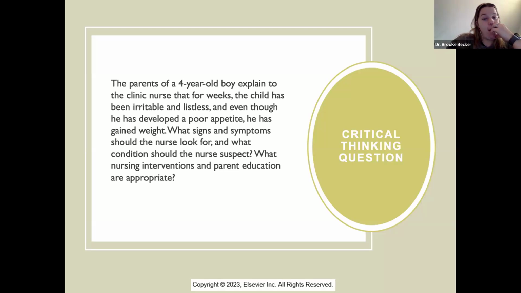That he's irritable and that he has a poor appetite and he has gained weight. That's what's reported. Would it be nephrosis is the condition? Nephrotic syndrome. Yep. That's what it looks like they're looking for. So what are some interventions you are going to do, and how are you going to educate those parents?